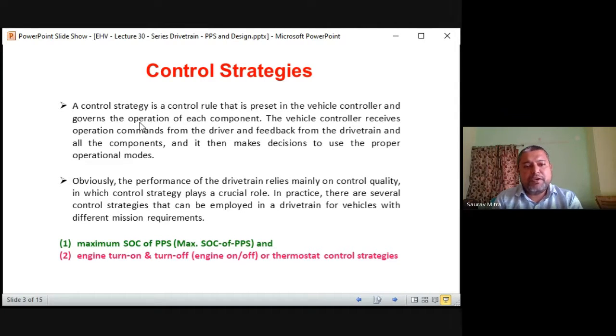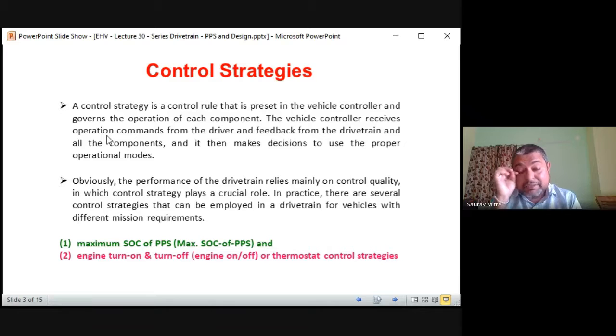Obviously the performance of the drivetrain relies mainly on control quality, in which the control strategy plays a key role. In practice, there are several control strategies that can be employed in a drivetrain for vehicles with different mission requirements. Not every time do we require maximum power, and not every time can the vehicle be run with the PPS. Sometimes it is PPS and main power which is driving the vehicle. Sometimes only the PPS is driving the vehicle.